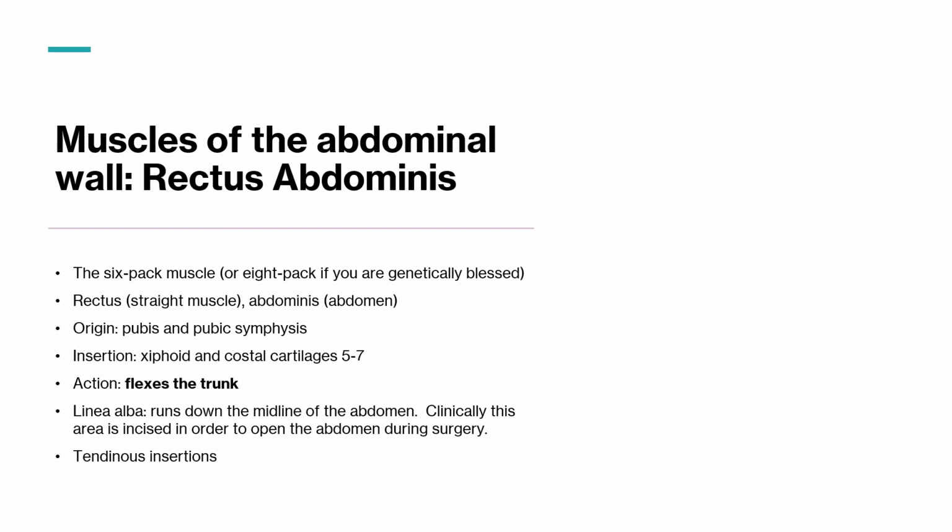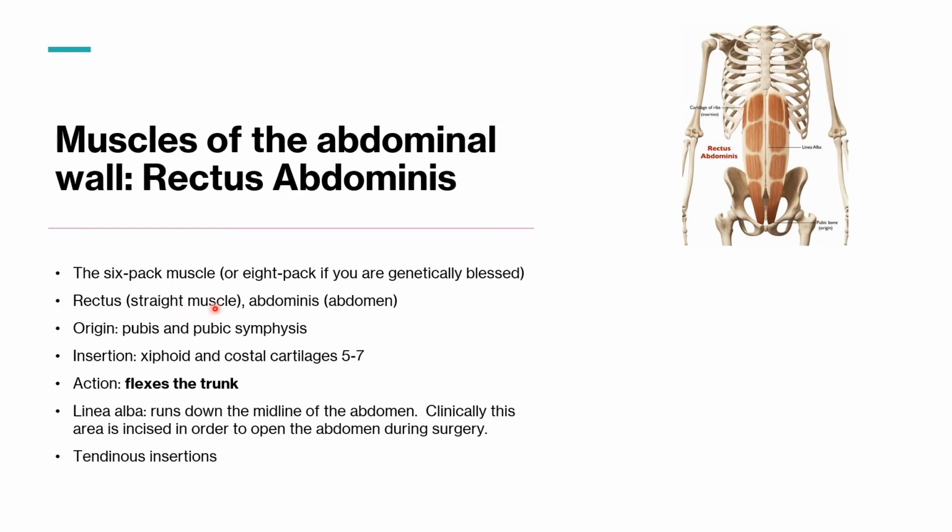Now we're going to talk about the muscles of the abdominal wall, Rectus Abdominis. This is known as a six-pack muscle, or eight-pack if you're genetically blessed, which I am not. Rectus means straight muscle, abdominis, abdomen. So if you look at this muscle, it's straight and it's in the abdomen. It originates from the pubis and pubis symphysis, and it inserts on the xiphoid process and costal cartilages 5 to 7.